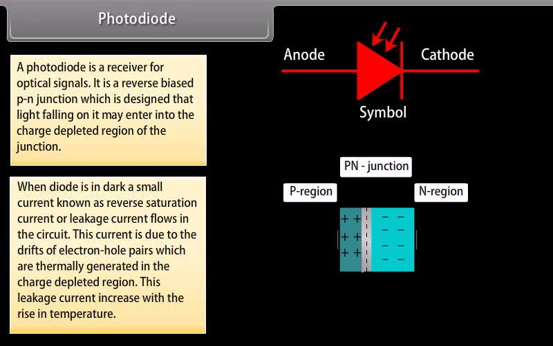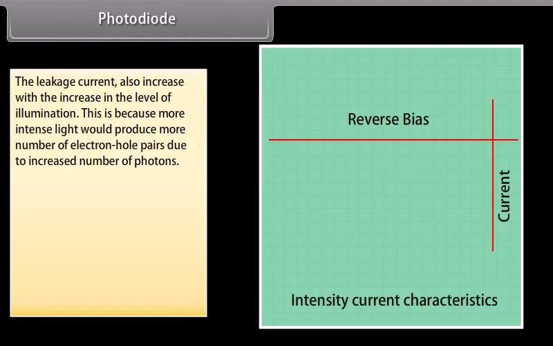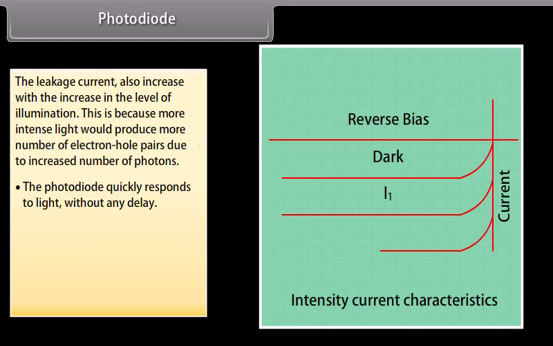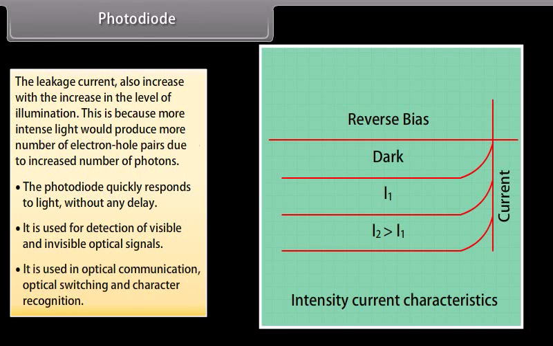This leakage current increases with the rise in temperature. The leakage current also increases with the increase in the level of illumination. This is because more intense light would produce more electron hole pairs due to the increased number of photons. The photodiode quickly responds to light without any delay. It is used for detection of visible and invisible optical signals. It is used in optical communication, optical switching, and character recognition.